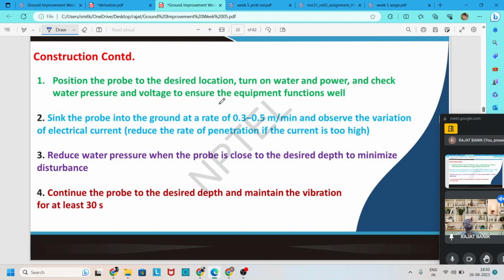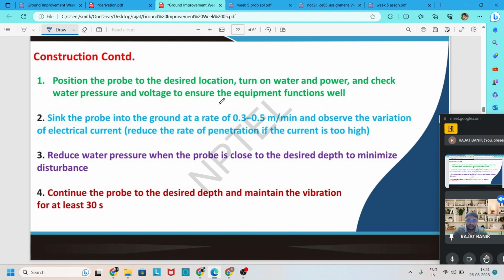So in this section we discuss that we first point out our compaction points, or apply vibro compaction, by some preliminary calculation and some trials. After that, we apply the water force and vibration force. We insert the probe into the ground at a rate of 0.3 to 0.5 meter per minute.